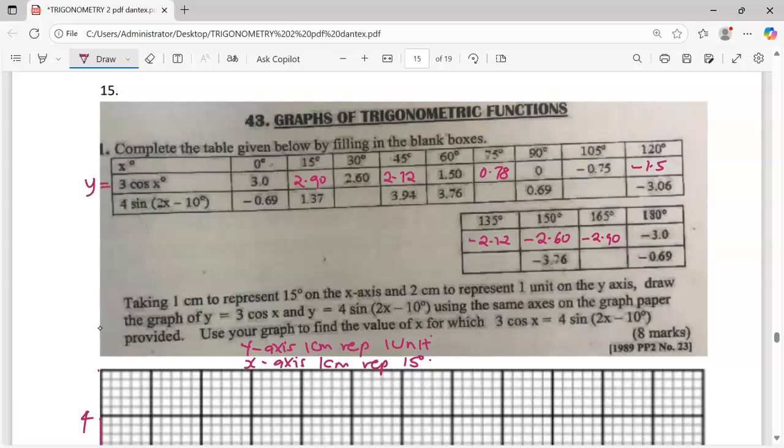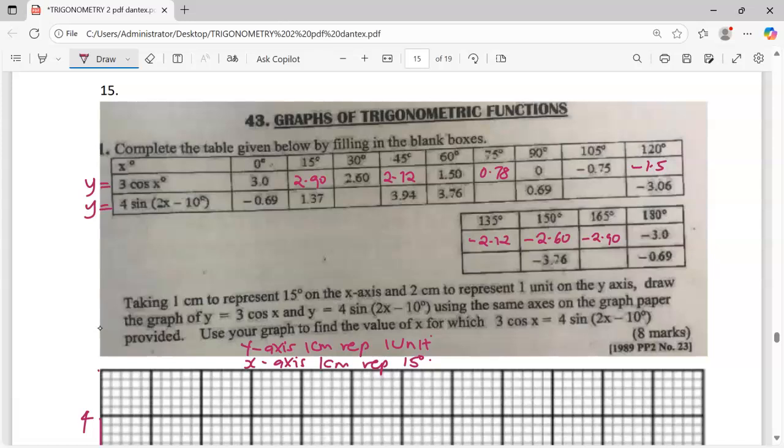This is y is equal to 3 cos x, and the other one is y is equal to 4 sin 2x minus 10. For the first one here, we are going to have 2 times x, which is 0. That will give us 0, and therefore we are going to press 4 sin negative 10, which will give us negative 0.69. Next we go to 15, so we are going to have 2 times 15, which is 30. 30 minus 10, you get 20. You press 4 sin 20, which is going to give us 1.37.